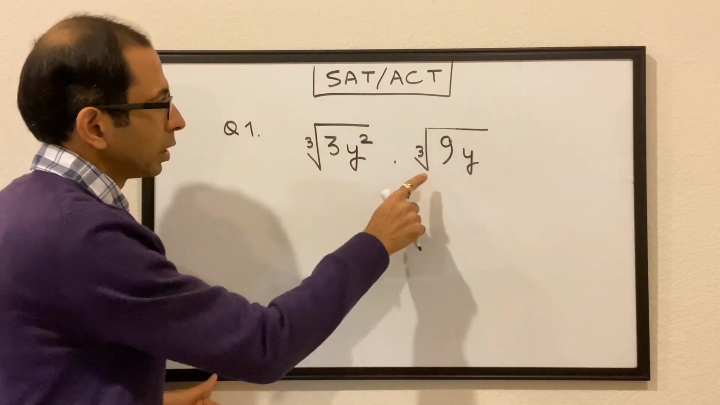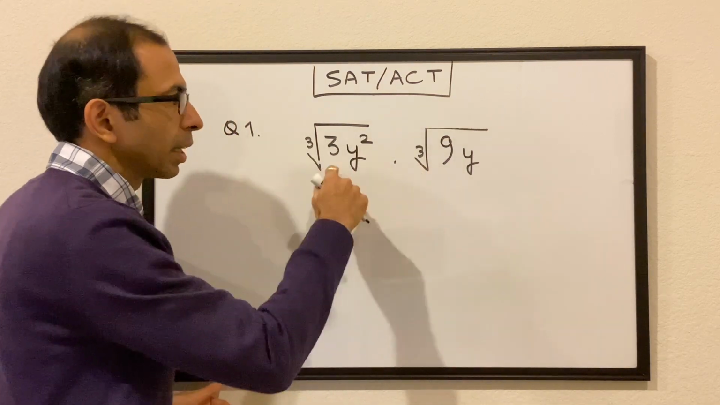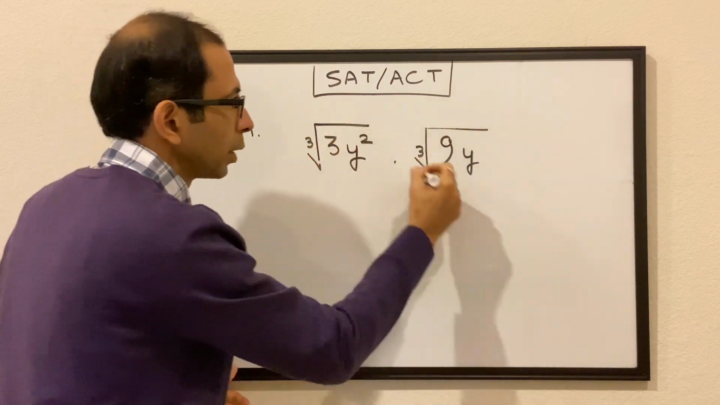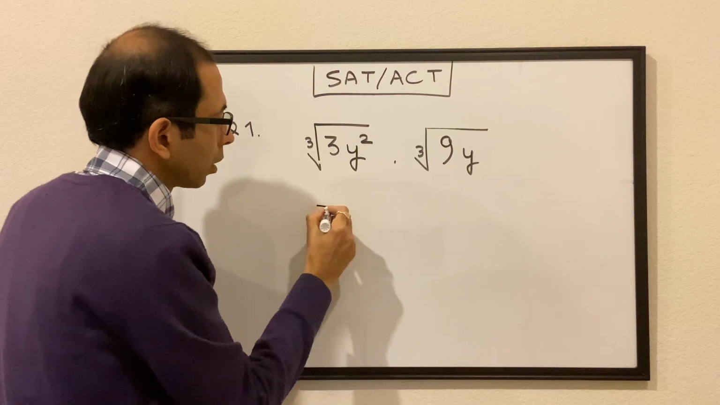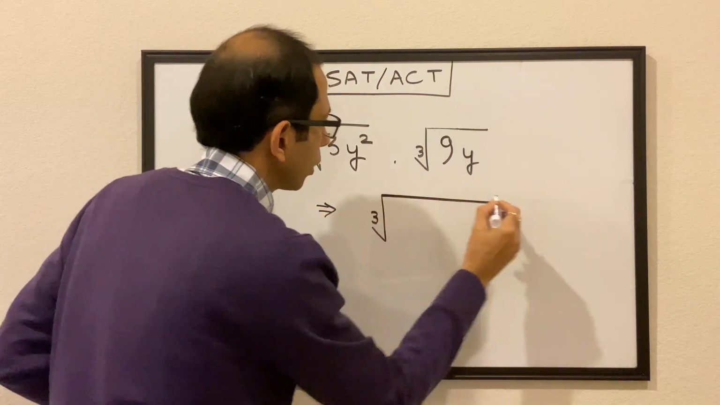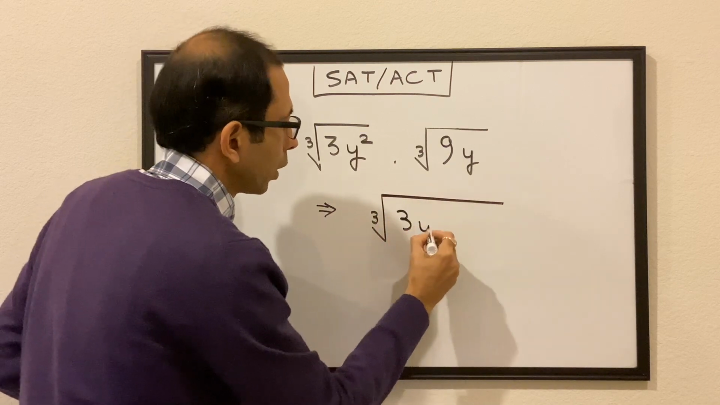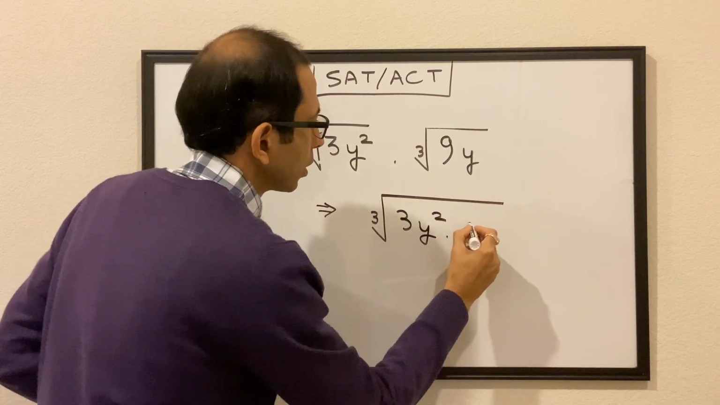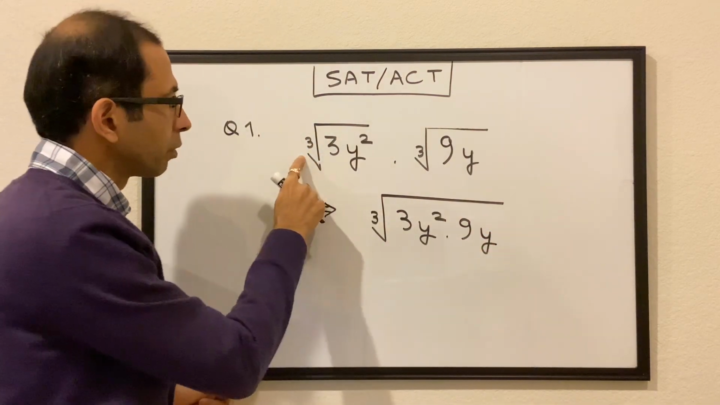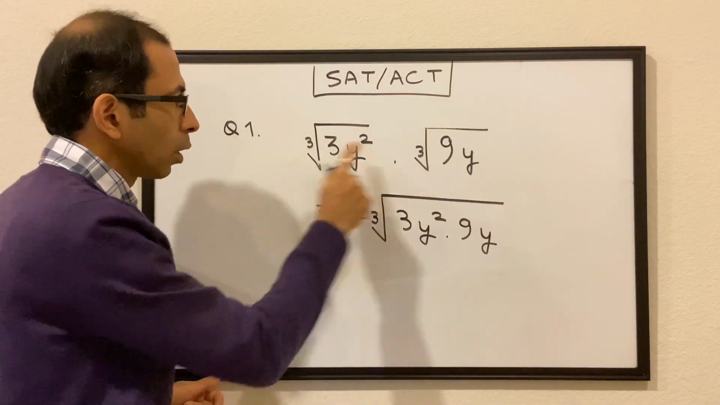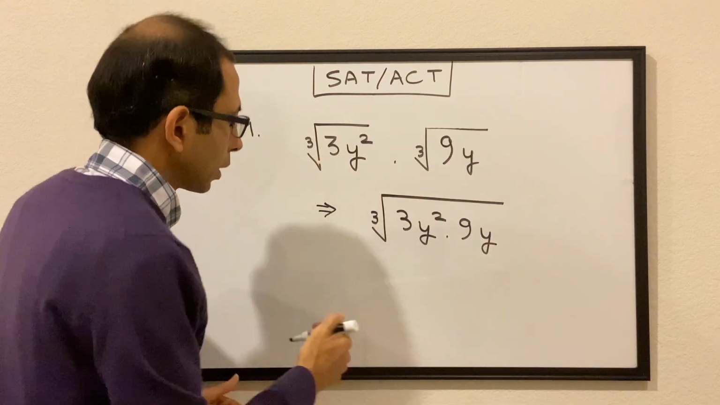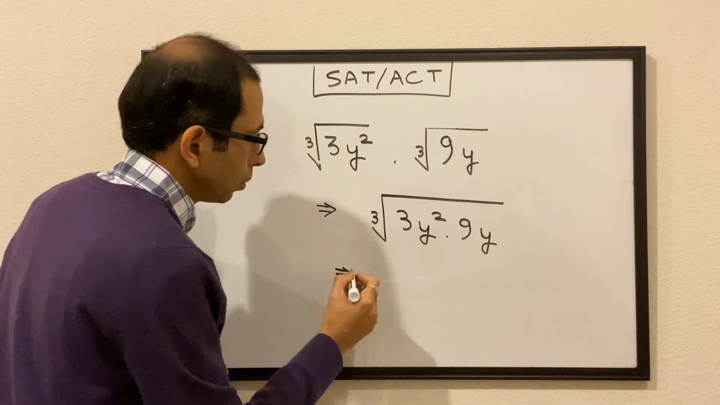Now, since both of these terms are cube roots, we can actually combine them, instead of having two separate cube roots, we can write it as a single cube root, right? So 3y square times 9y, correct? We are able to do that because both of these were cube roots. If they were not the same roots, then we would not have been able to do this, right? But in this case, we are able to do it.